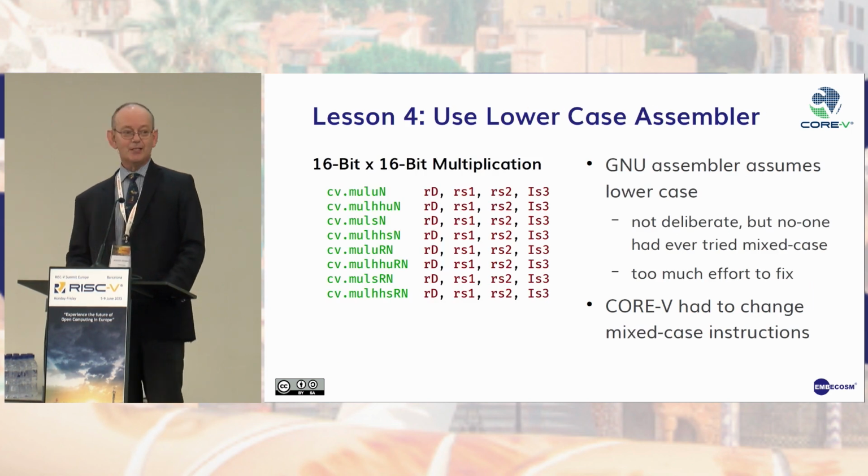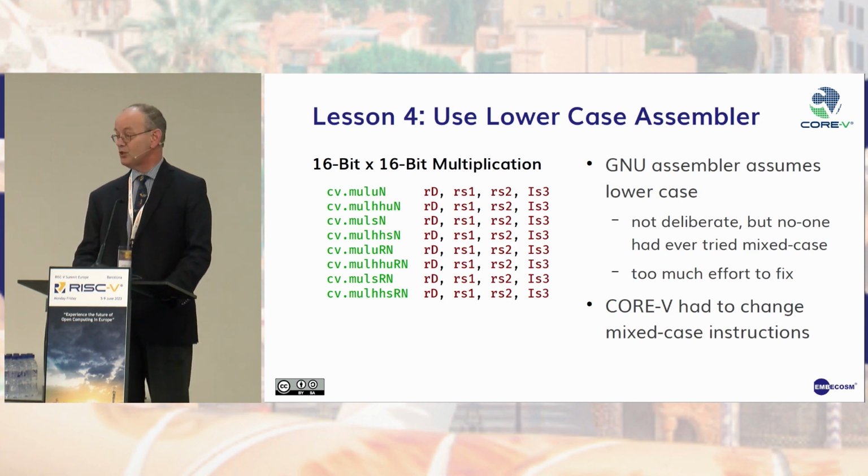Another one, this is another accidental one. Use lowercase assembler mnemonics. Our assembler mnemonics are actually mixed case. The suffixes in uppercase tell you something about how these instructions are working. The GNU assembler assumes lowercase, and this is only a GNU problem, it assumes that assembler mnemonics for RISC-V are in lowercase. I can't say it's deliberate, it's baked in throughout all the code, and it comes into another category of, yes, we could fix it, but it's too much trouble. So we decided to change the mnemonics and have them all lowercase. Not a problem for LLVM, because LLVM has the automated concept of case insensitivity in the assembler.